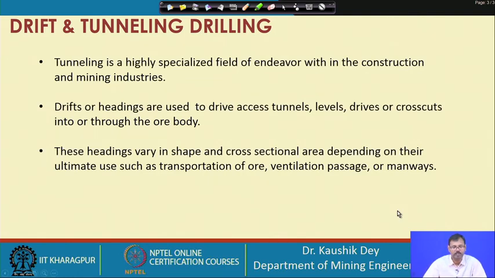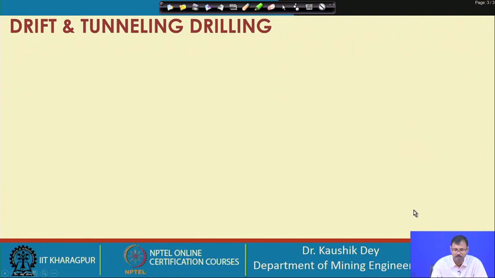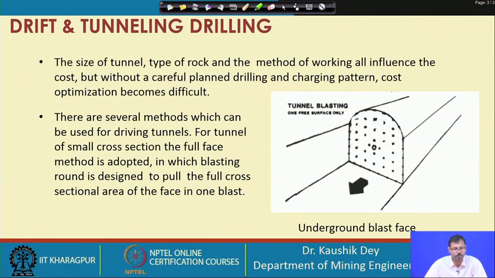Let us understand the difference between surface excavation and underground excavation. These underground tunnels and drifts are very specialized excavation procedures, where horizontal excavations are carried out below the ground. Tunneling is for civil purposes, and drifts, headings, etc., are for mining purposes. These headings may vary in shape and cross-sectional area depending on their uses, and the size of the largest equipment that has to ply on them. The excavation method depends on the size, type of rock, method of working, etc.